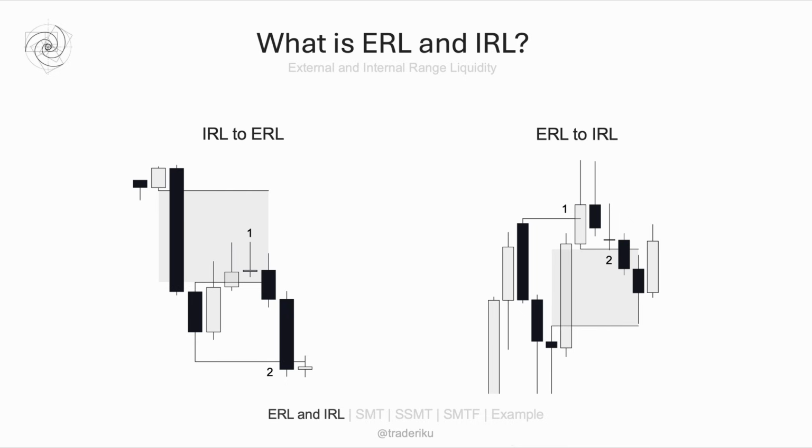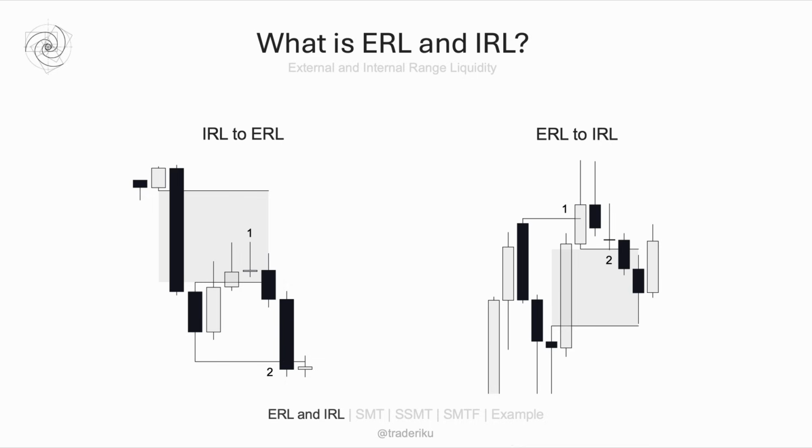The first example I will cover is IRL to ERL, or internal to external. As you can see on the right, I've marked out a fair value gap that price trades into. This is the first step, or number one. After this, we can then expect price to trade into an ERL, or in this example, a swing low. This is how I'm sure a lot of you are currently trading or reading price action.